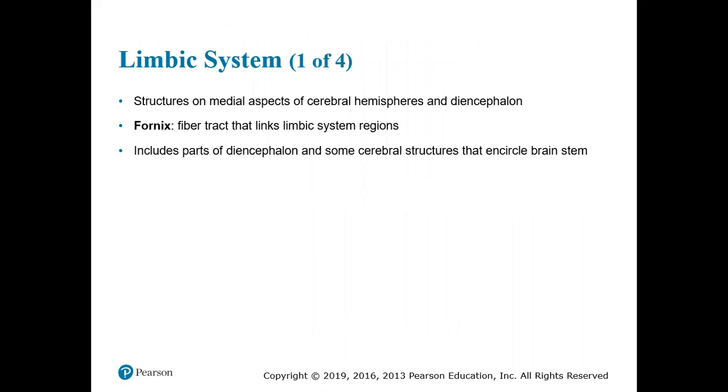The limbic system, these are structures that are on the medial aspects of our cerebral hemispheres, as well as parts of our diencephalon. The fornix is a fiber tract within the brain that will link these regions together. Worthy of mention also is that it will include cerebral structures that encircle the brain stem.